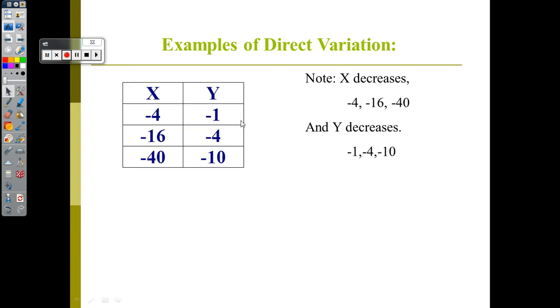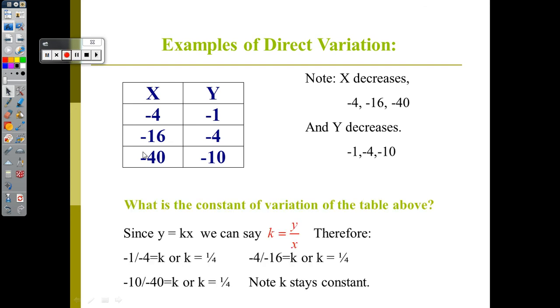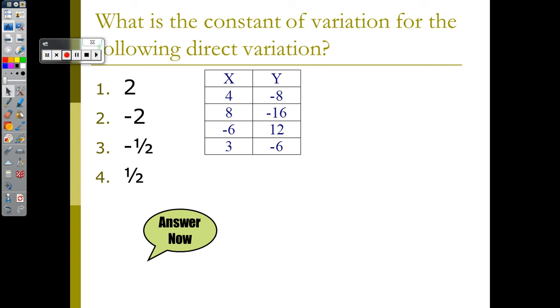Here we're going up 3 and up 12. Up 6 and up 24. So the constant of variation is 1/4. So your equation would be y equals 1/4 x. What's the constant of variation for the following? See if you can answer it.